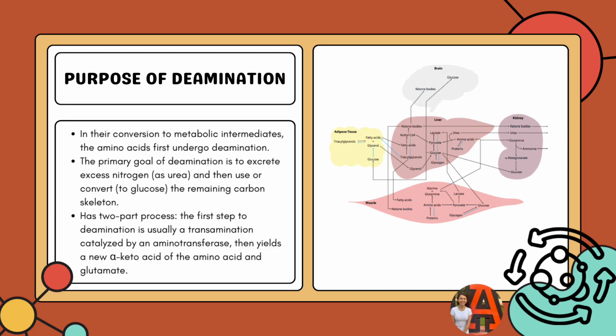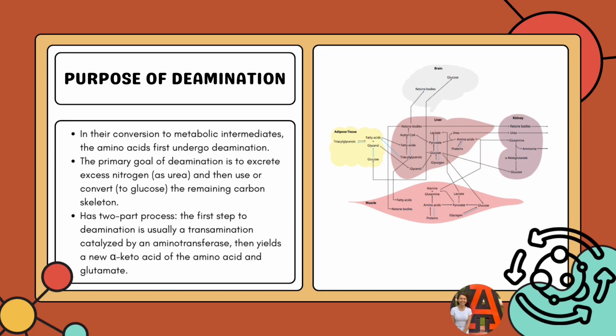Key purposes of deamination include, for example, energy production after the amino group is removed. The remaining carbon skeleton of the amino acid can be fed into metabolic pathways like the citric acid cycle to generate energy. Also, we have the disposal of excess protein. For example, when you consume more protein than your body needs, deamination breaks down the extra amino acids, as they cannot be stored.